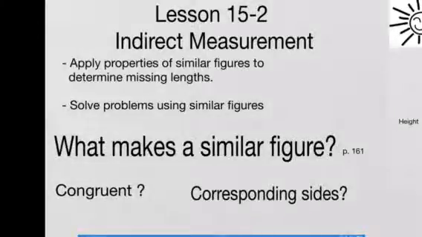Today, we're going to be looking at lesson 15-2, which is indirect measurements. And what we are going to do is apply properties of similar figures to determine missing links, and we are going to solve problems using similar figures.